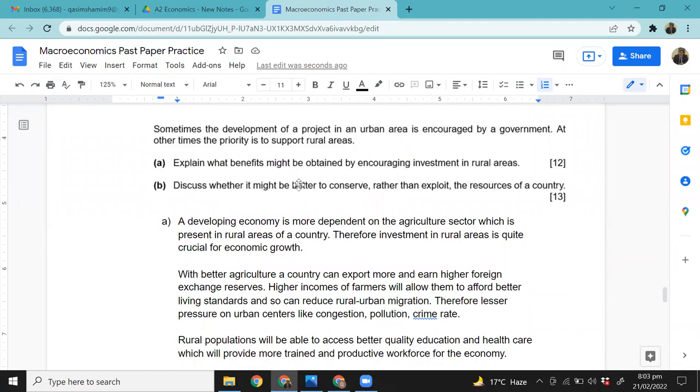Now, this is another very general question, students. Have a look at this. Discuss whether it might be better to conserve rather than exploit the resources of a country. So what do you think?